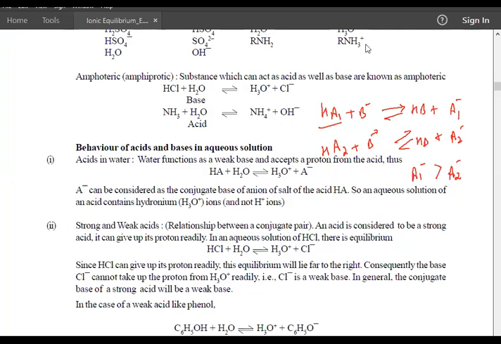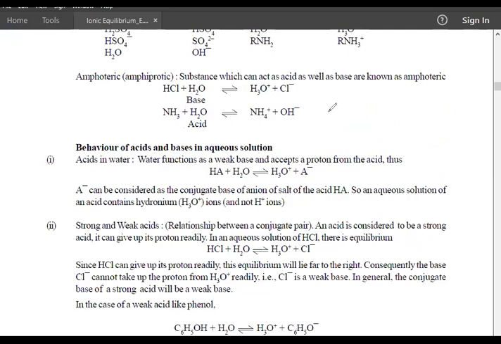HA1, very good. So this is one point you have to remember: the more stable the conjugate base, the stronger the acid. And vice versa, which means the more stable the conjugate acid, the stronger the base. Okay, everyone got this concept? Tell me, got this concept?